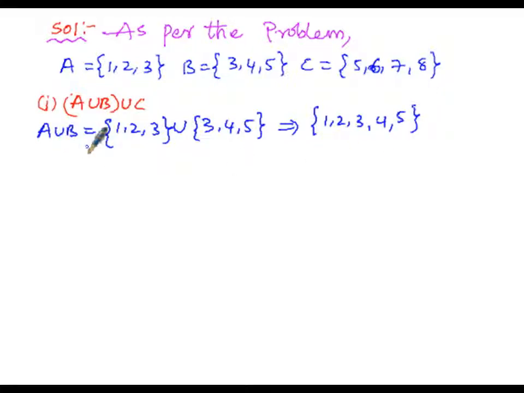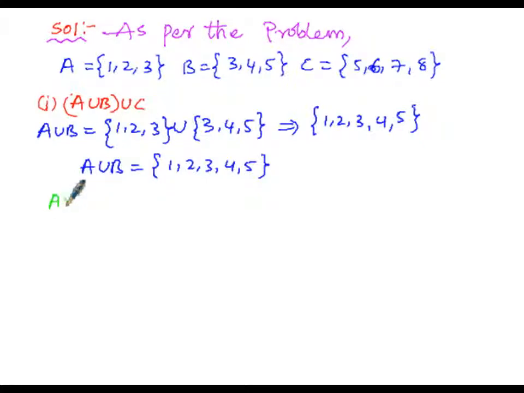In this manner I got A union B as 1, 2, 3, 4, 5. So 1, 2, 3, 4, 5 are the elements of set A union B. Then later, overall, we have to find out A union B union C.